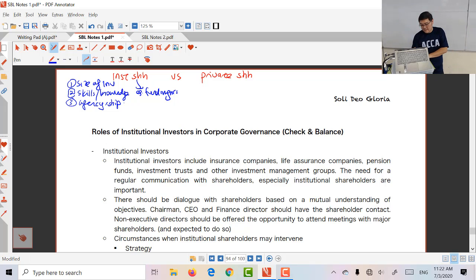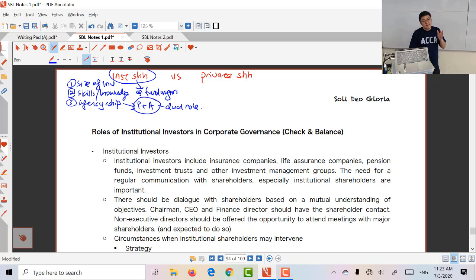Now, so that's a dual role that they are playing. And that dual role can result in a lot of agency conflict. Example: if EPF is going to start buying the share of a company, what will happen to the share price? It can go up very significantly, alright?